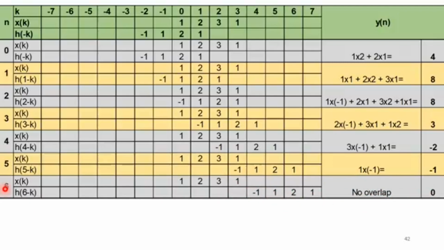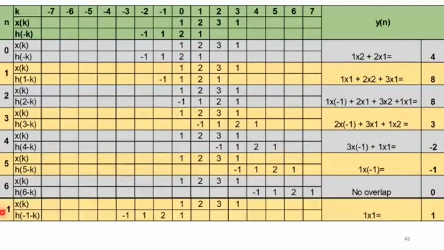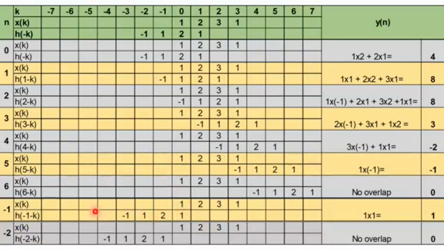Now let's look at n negative values, because I can see that there are certain overlaps on the negative side of n as well. So for n of minus 1, h of minus k goes to h of minus k minus 1. So there is a single overlap, 1 times 1 is 1. And for n equals to minus 2, again there is no overlap, right? So the output values become 4, 8, 8, 3, minus 2, minus 1, and towards the negative side it is 1.